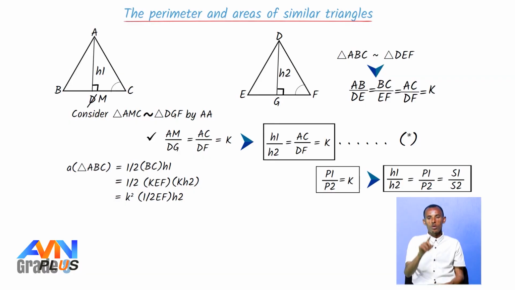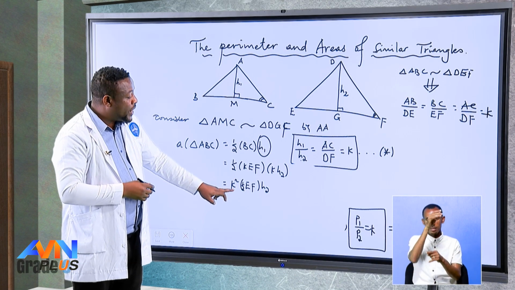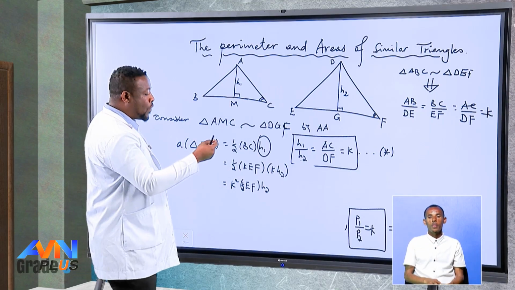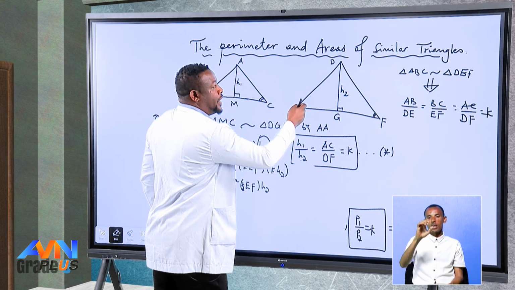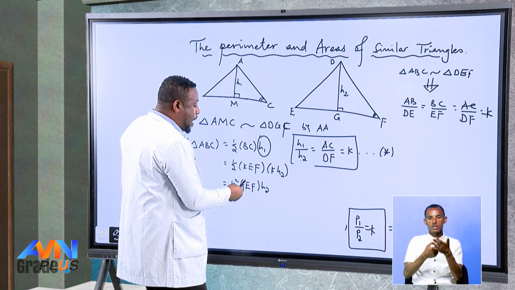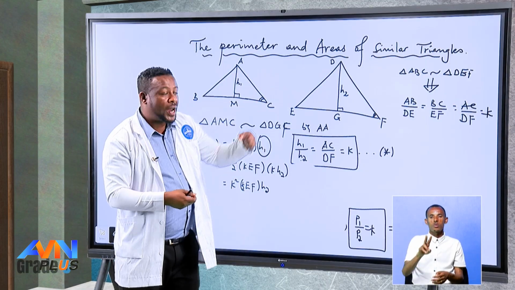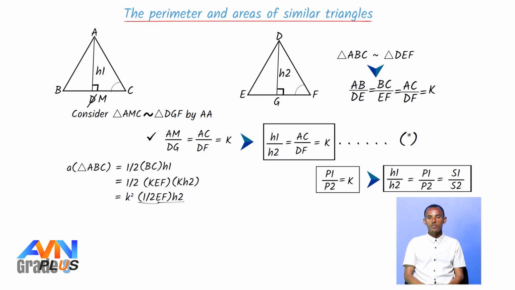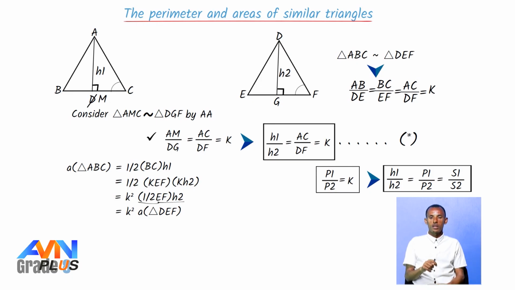Whenever you rewrite this, you obtain K squared times EF times H2. But there is also a half here. So this is exactly the same as K squared times half of EF times H2. But half of EF times H2, where EF is this one and H2 is this one, means the area of triangle DEF. So in place of this, you can substitute the area of triangle DEF.